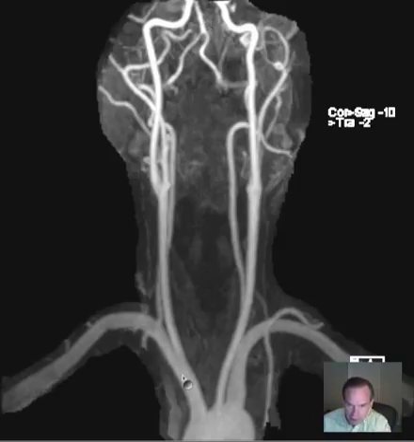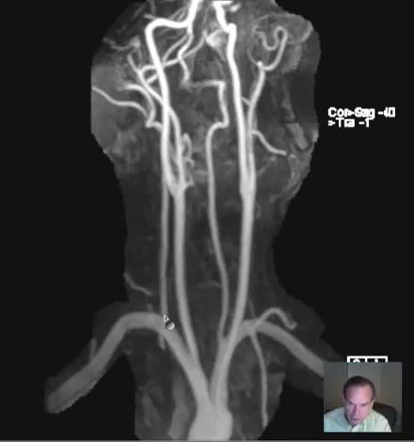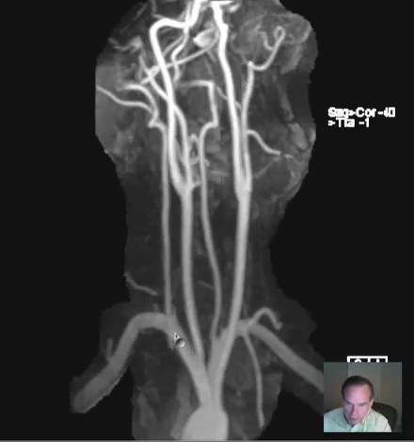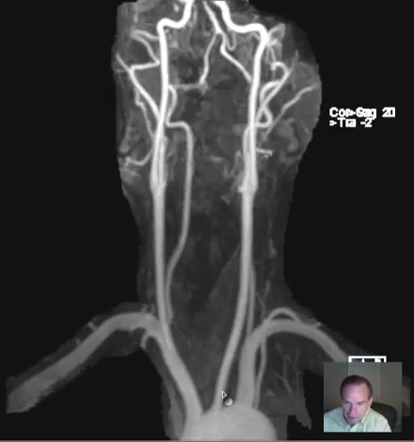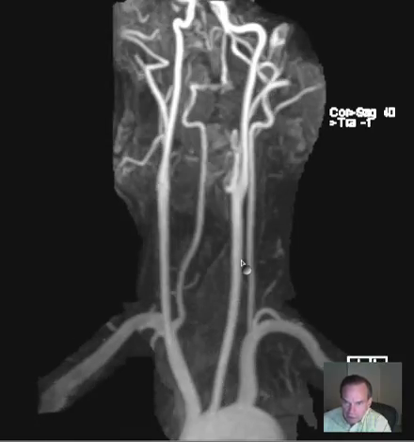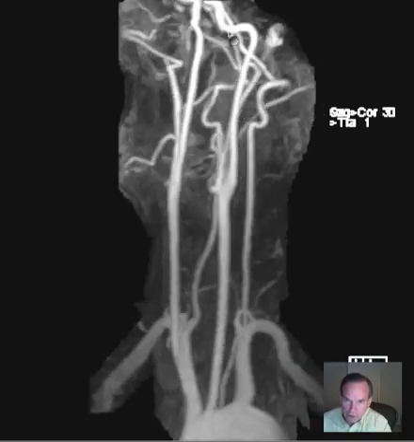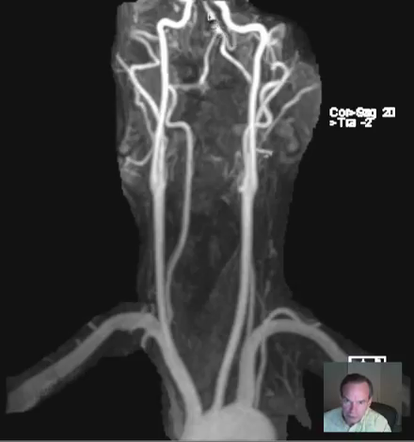So you have the brachiocephalic artery giving rise to the right common carotid artery and the right subclavian artery. The right subclavian artery gives rise to the right vertebral artery. You have the left common carotid artery, and then you have the left subclavian artery. The left subclavian artery giving rise to the left vertebral artery. So in this obliquity, we can see the right vertebral artery and the left vertebral artery coursing upwards, entering the skull vault, and then fusing to form the basilar artery right here.